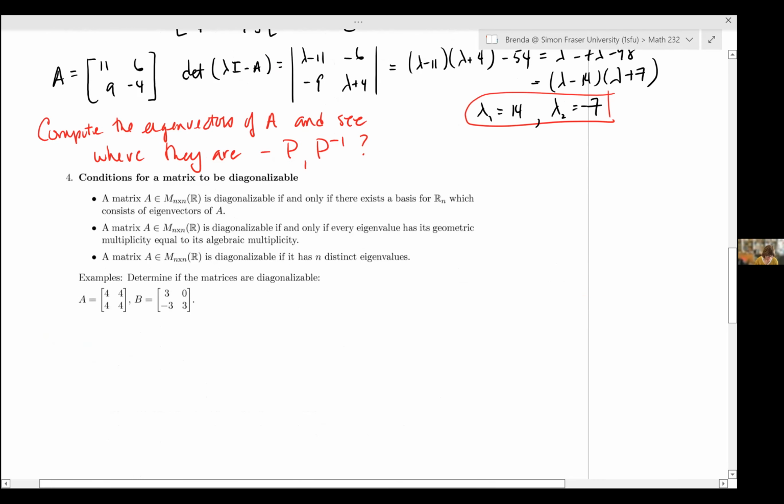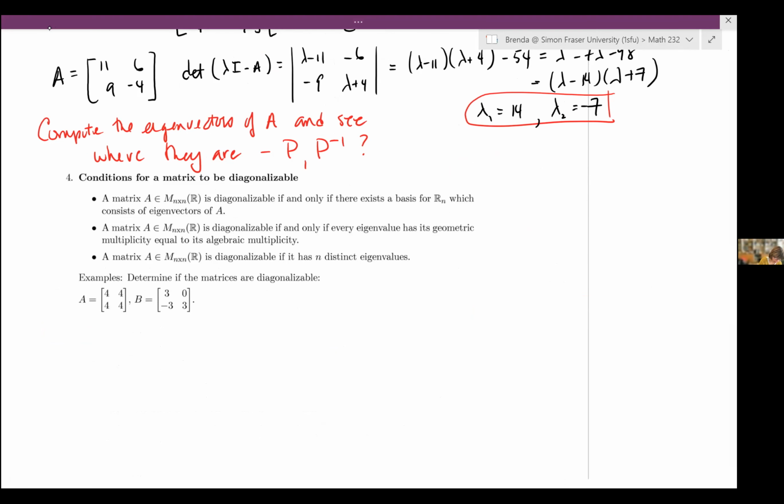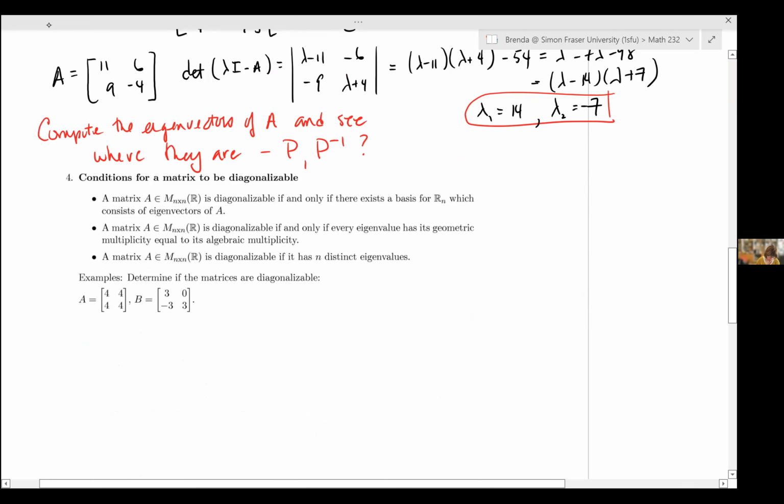Okay, so there are some conditions that a matrix must meet in order to be diagonalizable, and they are listed here. A matrix is diagonalizable if and only if there exists a basis for Rn. That means there has to be n eigenvectors of the matrix. It's diagonalizable if and only if every eigenvalue has its geometric multiplicity equal to its algebraic multiplicity. And then it's also diagonalizable, but only if it has n distinct eigenvalues.